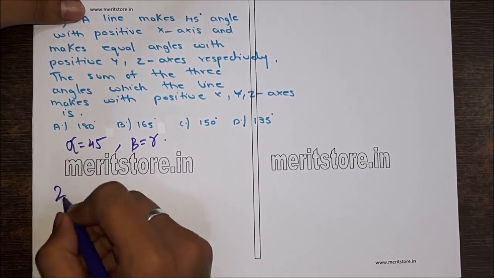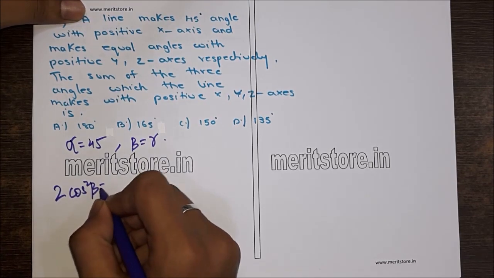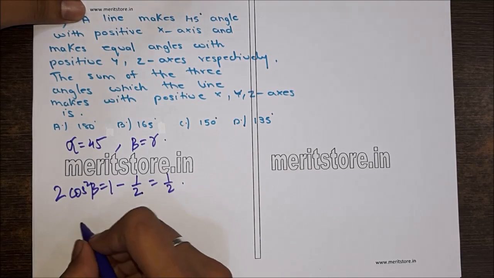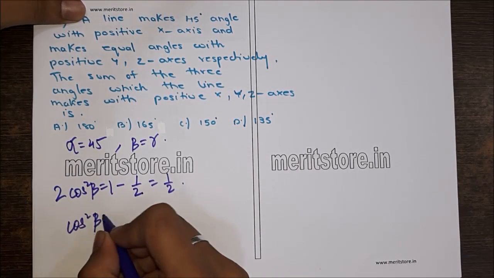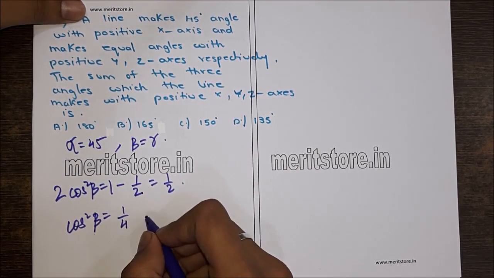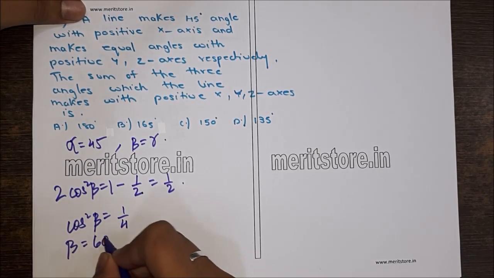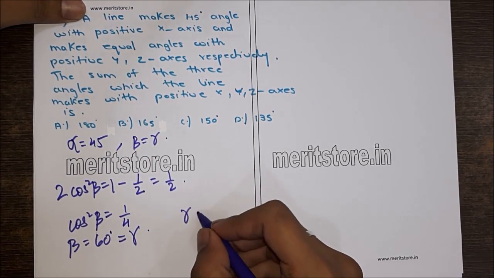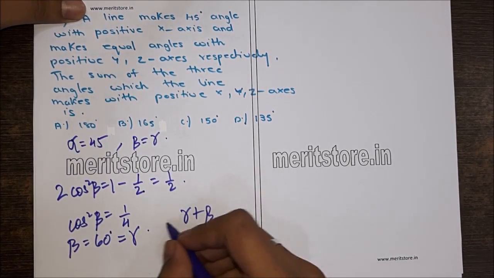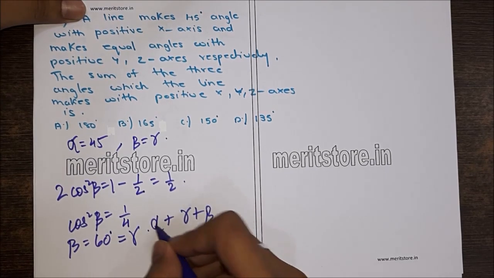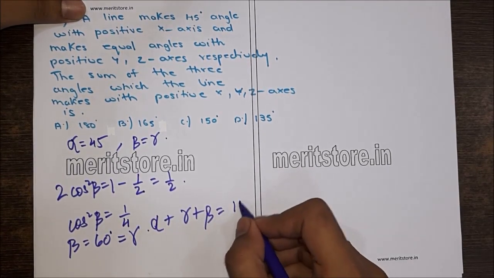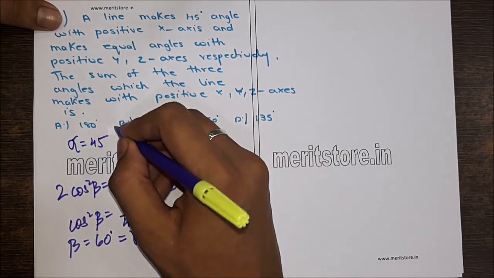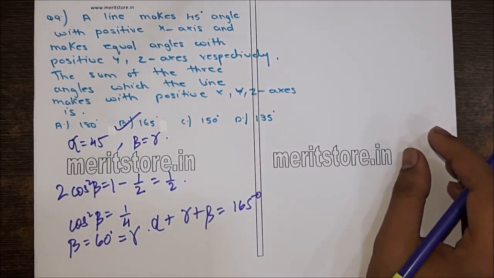Now here we get 2 cos square beta is equal to 1 minus 1 by 2, which is equal to 1 by 2. So cos square beta is equal to 1 by 4. Therefore beta is equal to 60 degrees, which is also equal to gamma. So now alpha plus beta plus gamma would be 165 degrees. So the correct answer is option B, 165 degrees.